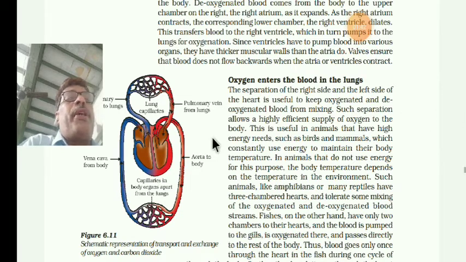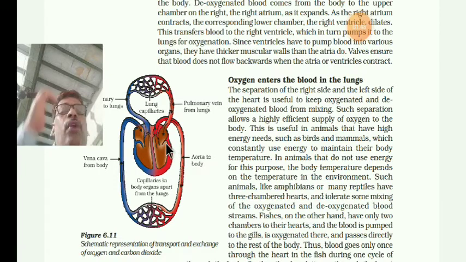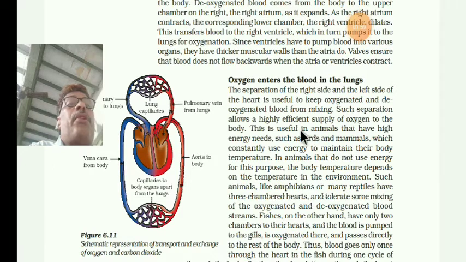Such separation allows a highly efficient supply of oxygen to the body. So the body will get highly oxygenated, oxygen-rich blood. This is useful in animals that have high energy needs, such as birds and mammals, which constantly use energy to maintain their body temperatures.